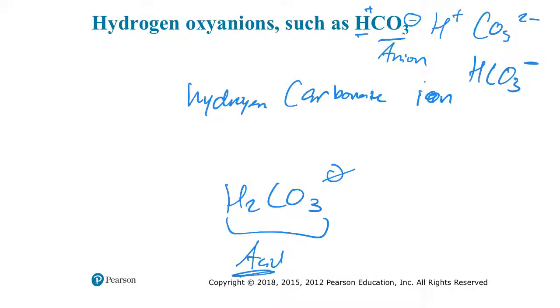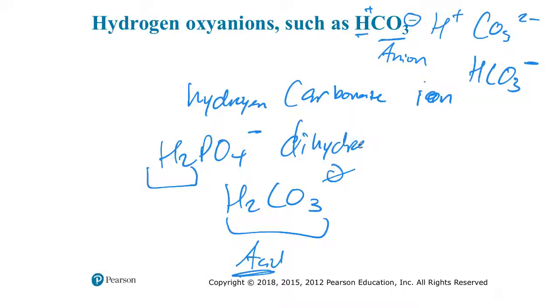Like if you had, say, H2PO4-, this is two H pluses added onto phosphate. So this would be dihydrogen phosphate ion. I didn't spell it right, but dihydrogen phosphate ion. If we had something like HSO3-, this would be hydrogen sulfite ion. So a very simple nomenclature system for naming these sort of things like HCO3-.